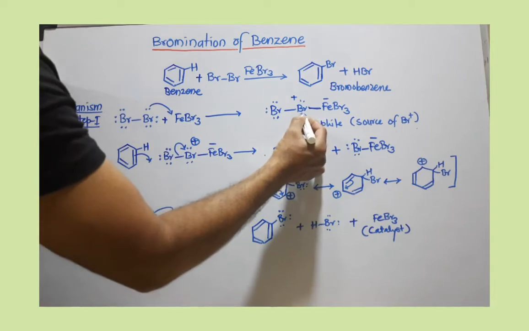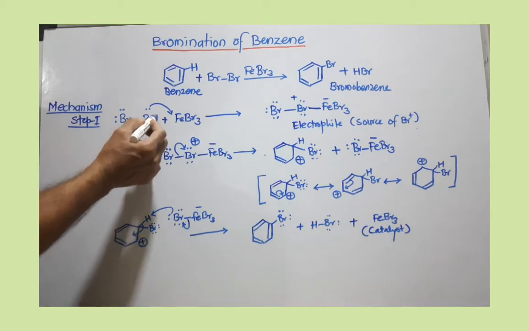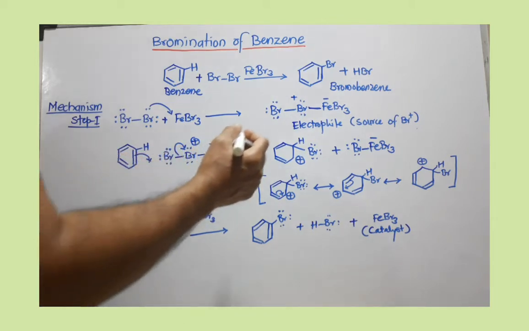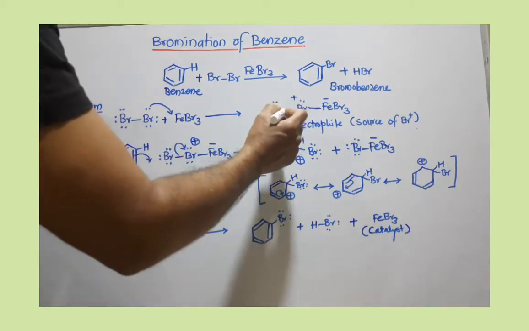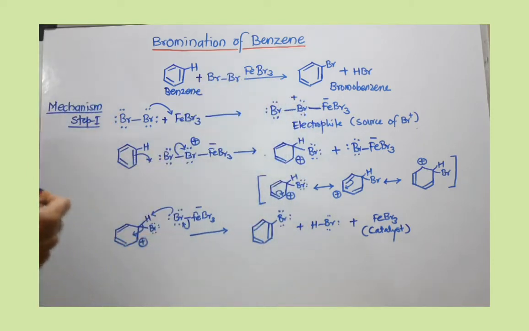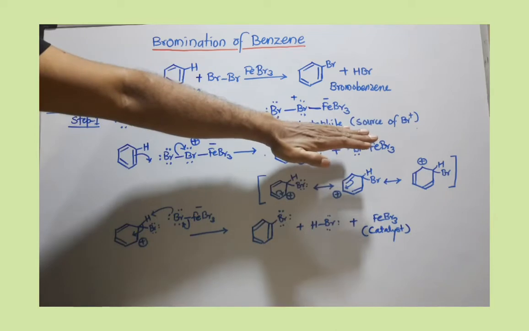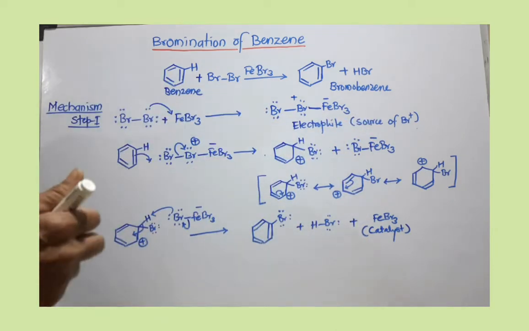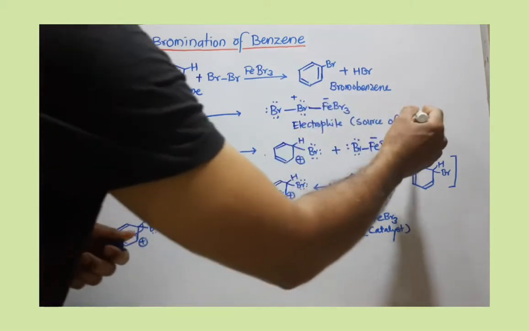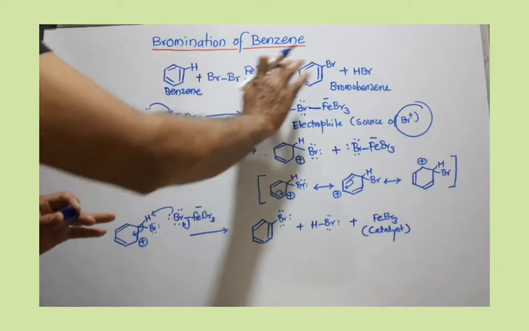If you see here, there are 1, 2, 3, 4, 5 and 6 electrons. But previously there were 7 electrons. So one electron less. Because of this, Br now has one positive formal charge. Now the positively charged Br is nothing but the electrophile. Electrophiles are electron deficient species, and from this complex we can have Br positive. So this electrophile is generated from this structure.